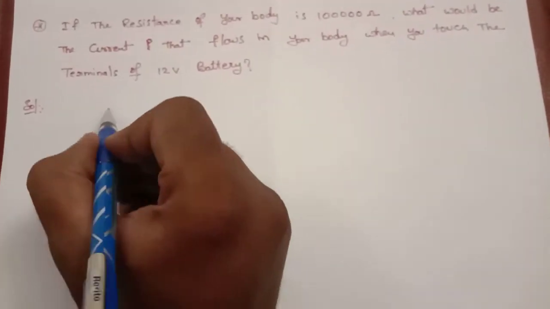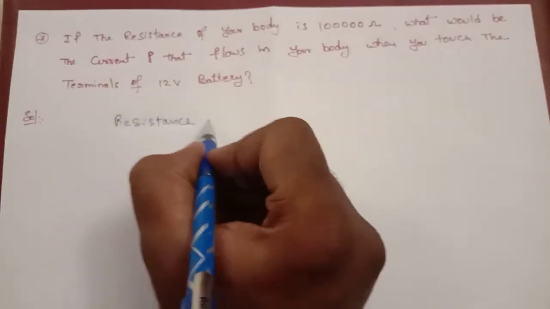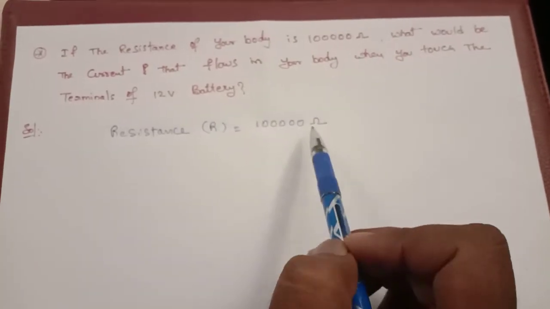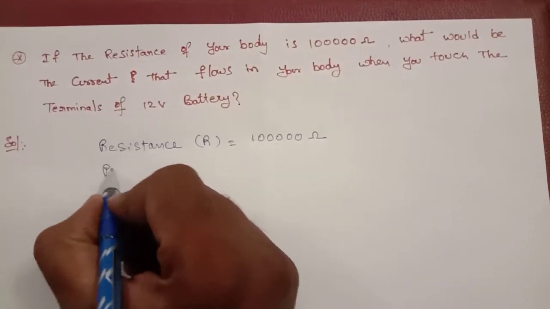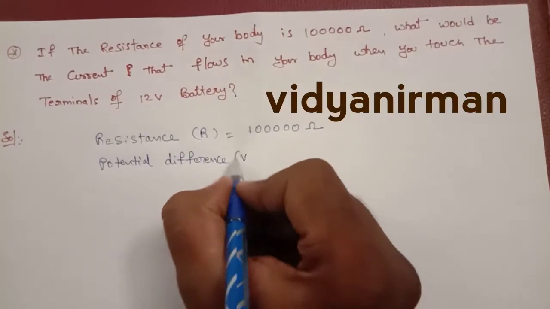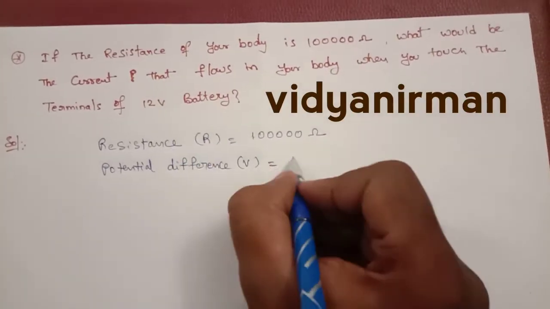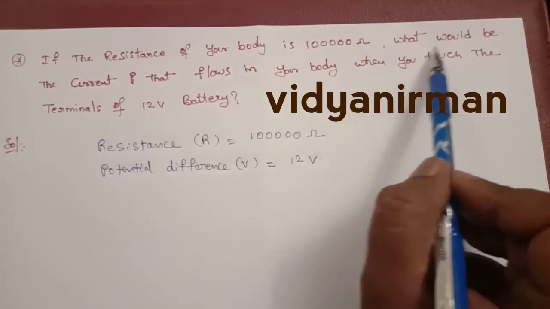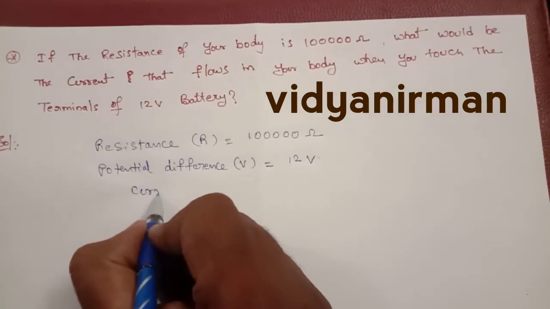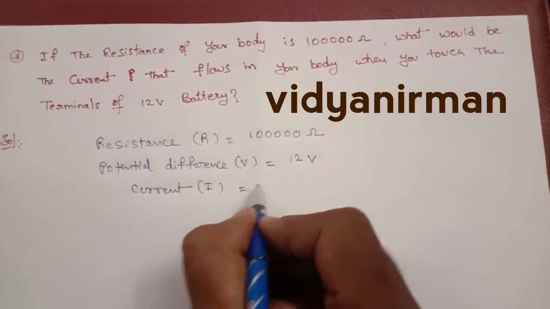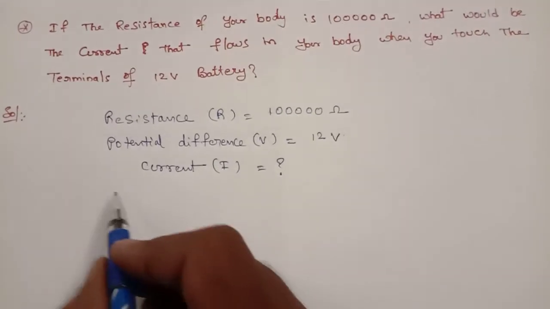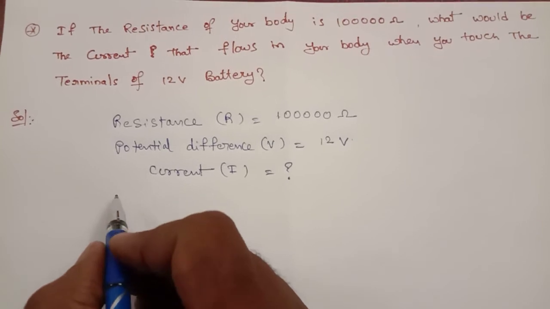In the problem, it is given that the resistance of the body, capital R, is equal to 1 lakh ohms. The battery potential difference V is equal to 12 volts. We need to calculate the amount of current that flows through our body. So, the electric current capital I is equal to question mark. To calculate the electric current, we need to go with Ohm's law.